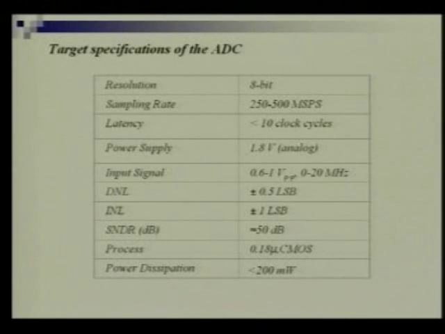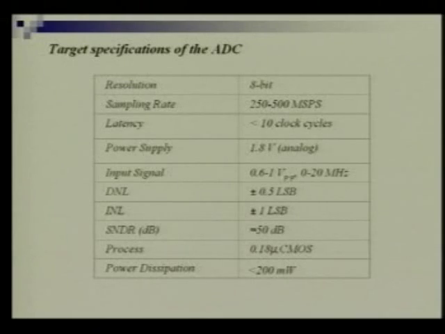Latency should be less than 10 clock cycles. Then power supply. What is the power supply? You are to specify. Then the input signal: what is the minimum signal that will be there at the analog input? You are giving it at 0.6 to 1 volt peak to peak, and the frequency you are supplying can be from 0 to 20 megahertz.